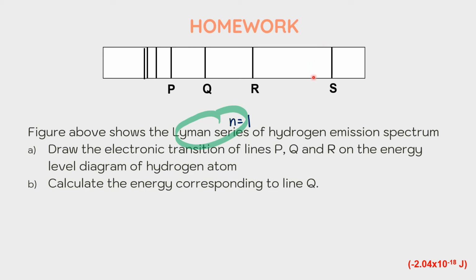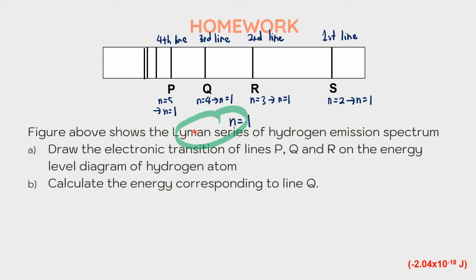Why is this one the first line in the Lyman series? Because this line is located at the end of the spectrum and it has a huge gap with its neighboring line. So what you have to do first is indicate the electronic transition for each line in the line spectrum here. By having all this information ready, now we can proceed to answer the question. Draw the electronic transitions of lines P, Q and R on the energy level diagram of hydrogen atom. So you have to draw the energy level diagram only for lines P, Q and R. So let's do this together.